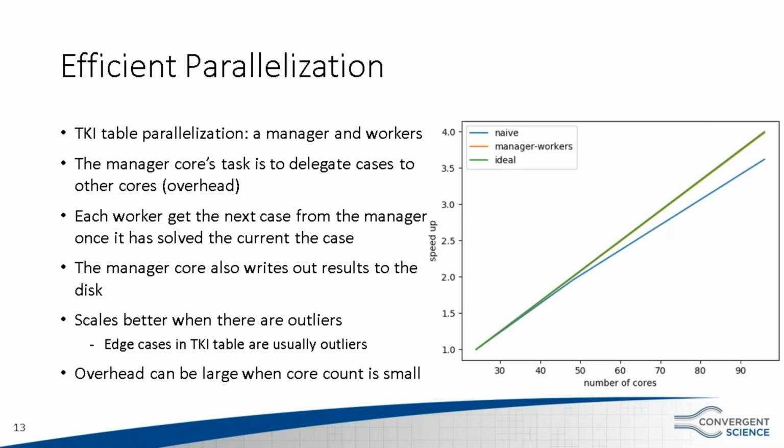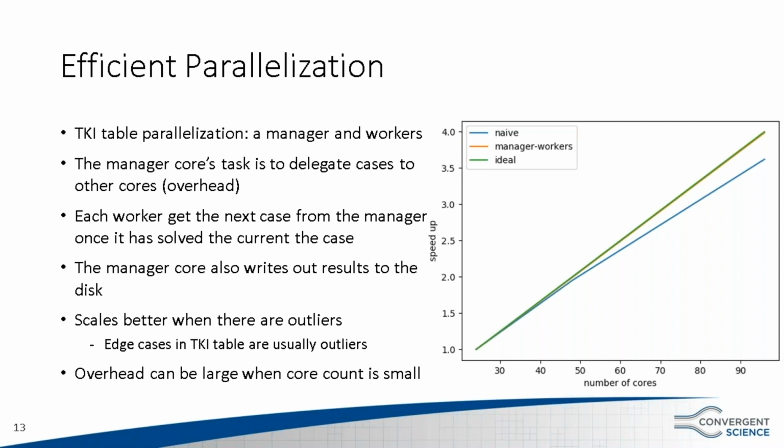So what do I mean by more efficient parallelization for the TKI table generation? For TKI table generation, we use a manager-workers approach, where we take one of the cores and tell it, this task is the manager task. What it does is delegate cases to the other cores, which are the workers. There's overhead because we're taking one core and telling it, you're not solving more cases. Your job is to delegate tasks.